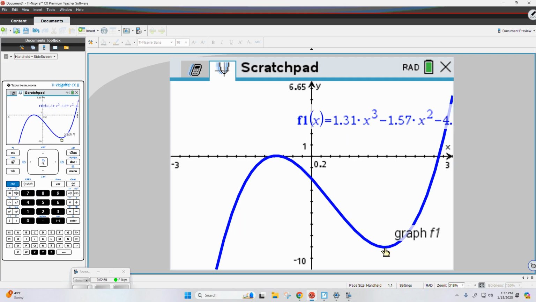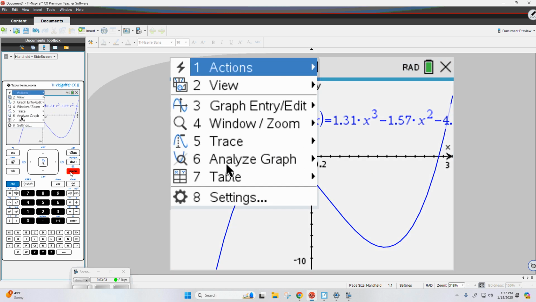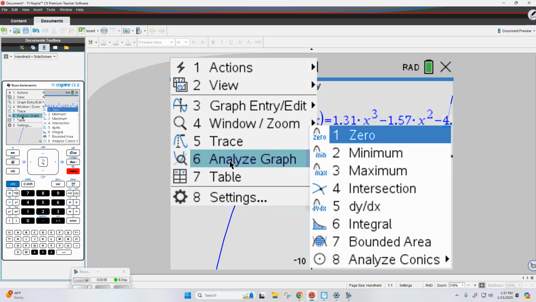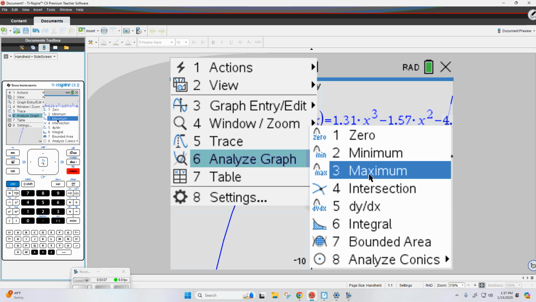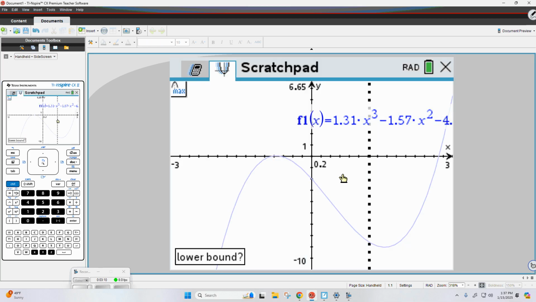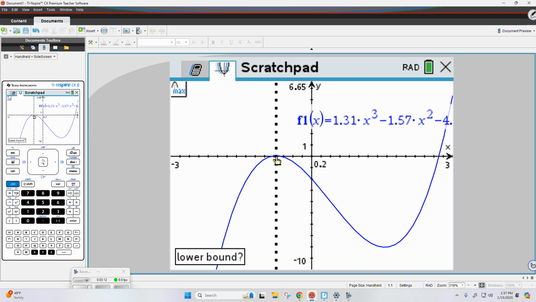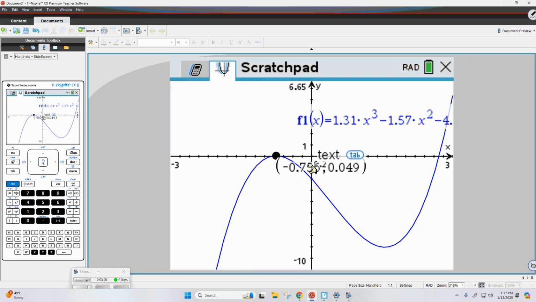What were the keystrokes to do that? Let me say this one. Okay, menu. We're going to analyze, and we're looking for the maximum. Okay, so it's going to give you that vertical line. If I'm looking for this location here, lower bound, put that line to the left of what you want. Push enter, it locks it in place. Upper bound, we'll just sweep it across. Okay, so I have a relative maximum that occurs at x equals negative 0.756.